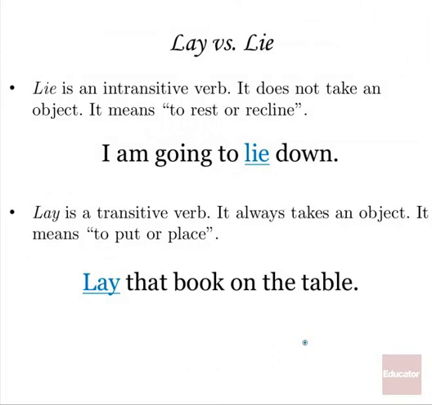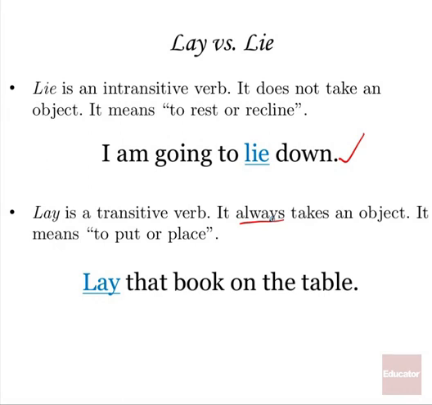Now, lay versus lie. Lie is an intransitive verb. It does not take an object, and it means to rest or recline. So, I am going to lie down. Lay is a transitive verb. It always takes an object. Always, always, always. If you're using lay, it's going to have an object right after it. It means to put or to place.